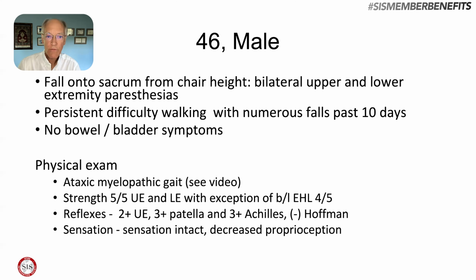As you recall, this was a 46-year-old male who had a fall onto the sacrum from chair height and bilateral upper and lower extremity paresthesias thereafter. There was some persistent difficulty walking with numerous falls in the 10 days prior to presentation, but no bowel or bladder symptoms. On physical exam, this was most remarkable for the ataxic myelopathic gait. His strength was good with the exception of bilateral EHLs being 4 out of 5. He had some hyperreflexia and sensation was intact, although there was decreased proprioceptive sensation.